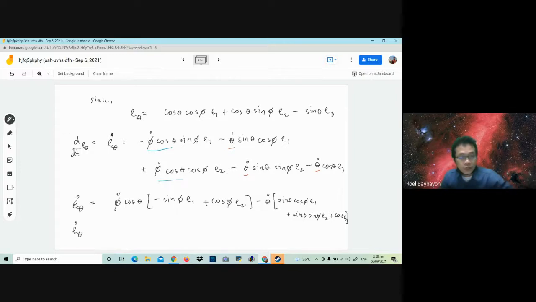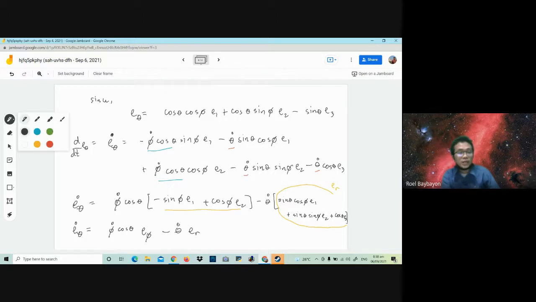So therefore, e theta dot is equal to phi dot cosine theta times the bracket, which is actually equal to e phi. And the other term is equal to e_r. Right? That is e_r, and the first bracket is e phi. So therefore, e theta dot is equal to phi dot cosine theta e phi minus theta dot e_r. So this is my e theta dot.